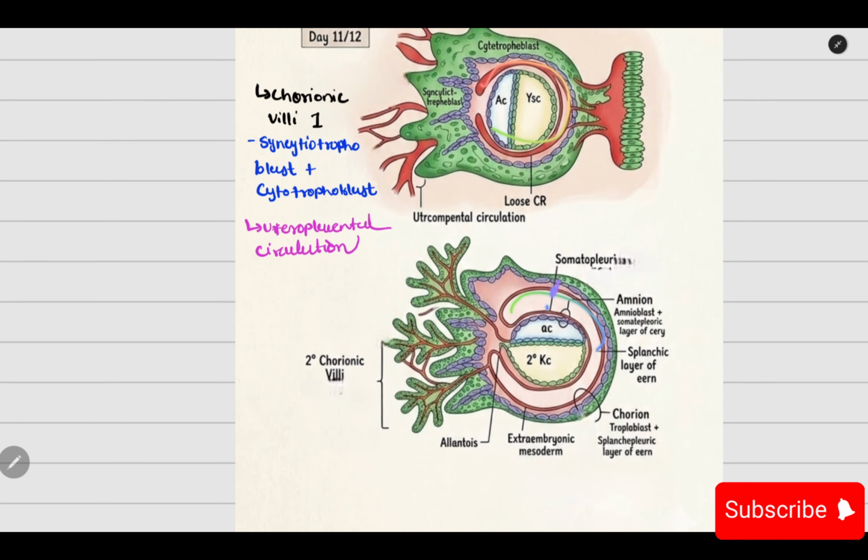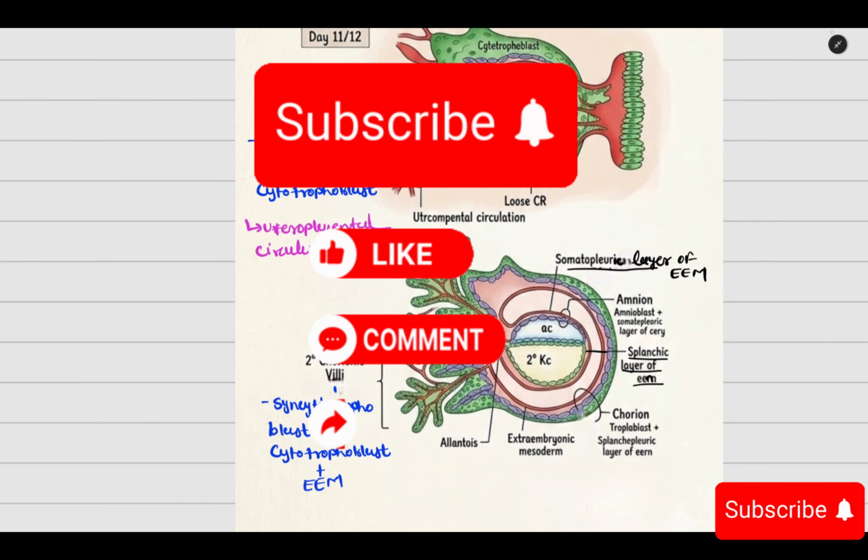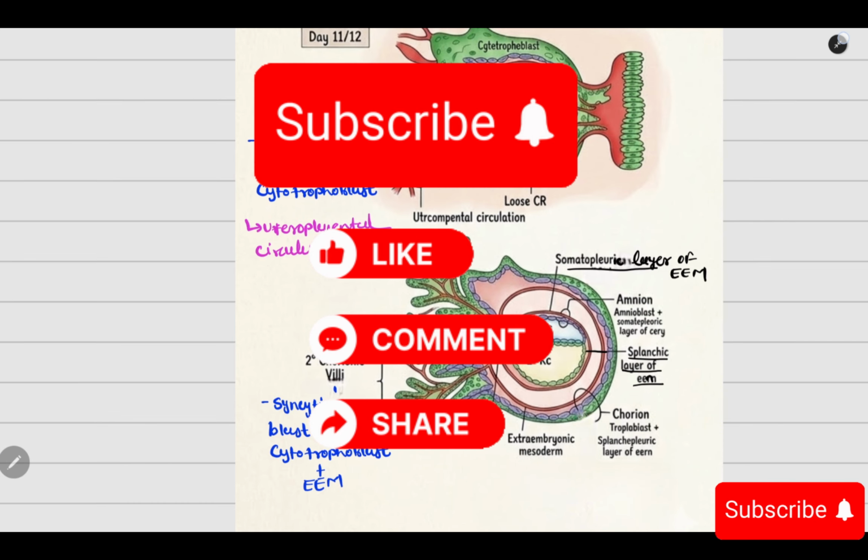Day 13 to 15. Extraembryonic mesoderm with two layers, splanchnopleuric layer and somatopleuric layer. A secondary yolk sac and allantois form. Amnion and chorion form. Primary chorionic villi grow into secondary chorionic villi. We will see the further process in the next video.